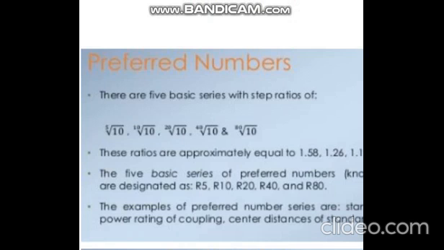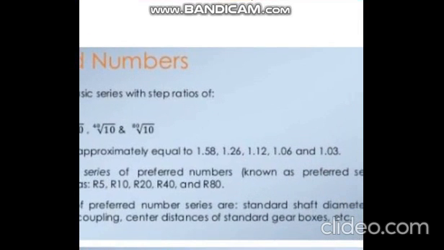Yeah. Let us see here. For these preferred numbers, there are 5 basic series with step ratios: 5th root of 10, 10th root of 10, 20th root of 10, 40th root of 10, and 80th root of 10. These ratios are approximately, as you see, the series numbers that we have seen. The 5th root of 10 is 1.58, the 10th root of 10 is 1.26, the 20th root of 10 is 1.12, the 40th root is 1.06, and the 80th root is 1.03.